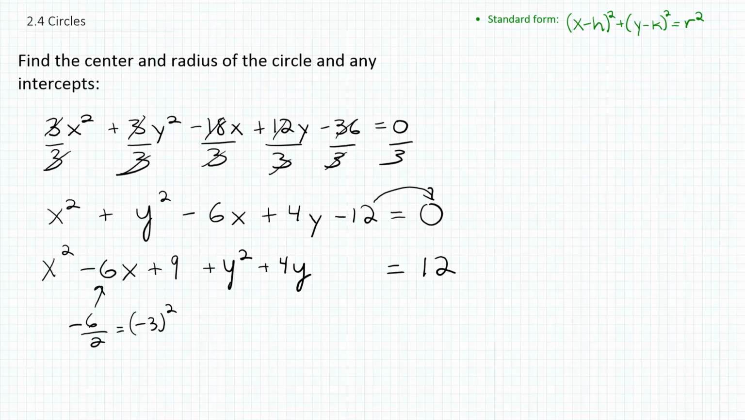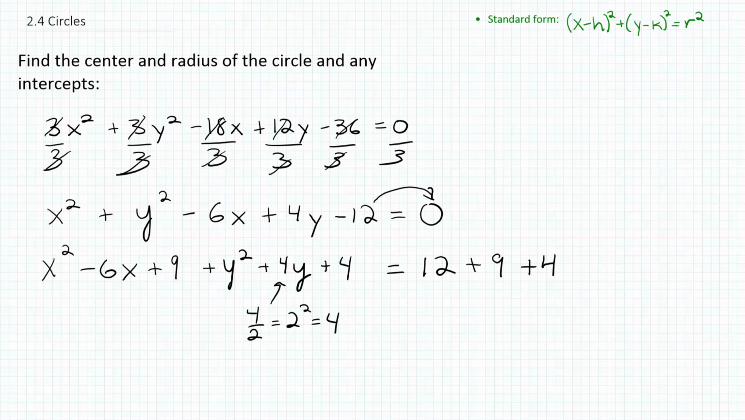Now the 9 will end up here, right? So we'll place the 9 here, but if we put it there, we must put it at the end of the equation as well, or else we'll have an unbalanced equation. Let's do the same for the middle term here. Half of 4, of course, is 2. We square that, we end up with 4 again. We add 4 here, and therefore add 4 to the other side to maintain the balance in the equation.